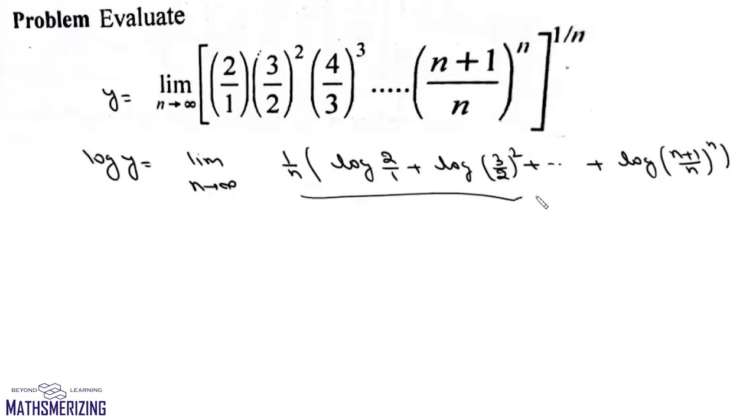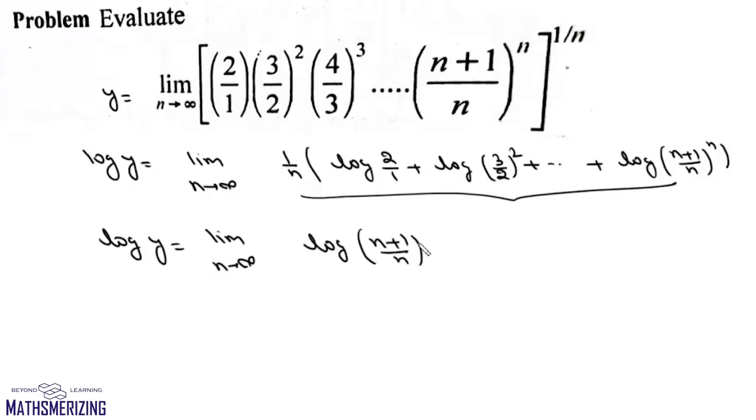Now we'll use Cauchy's first theorem. We can write log y equals this limit n tends to infinity of an, and an in this case is log (n plus 1 upon n) whole to the power n. Now this is log y, and this is the standard limit (1 plus 1 by n) to the power n when n tends to infinity, which is nothing but e. Log e is 1. If we take anti-log, the value of y is simply e. So the value of this limit is nothing but e.